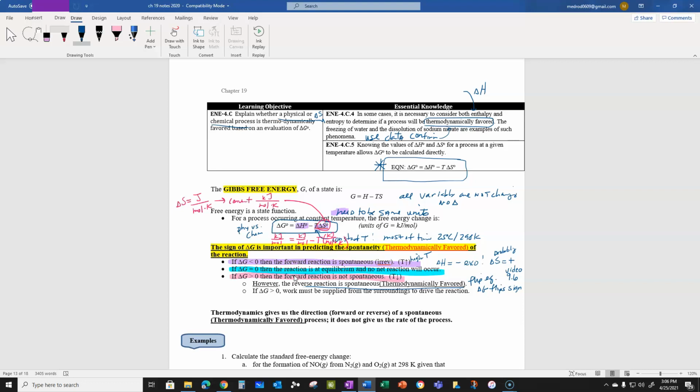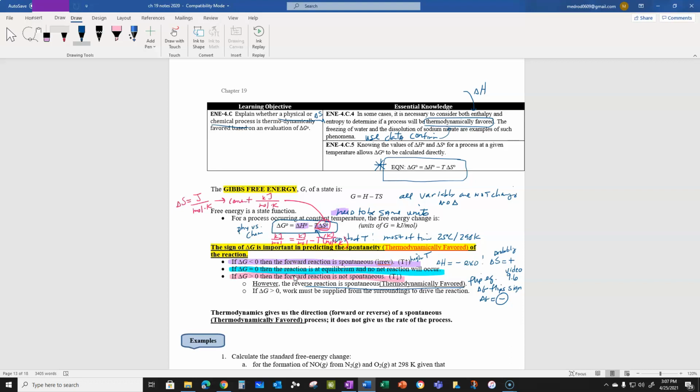So if in one case it's positive, I can get it to be thermodynamically favored when I flip the equation, because now the delta G will be negative, and now that makes it thermodynamically favored. But now which way is it favored? It's now favored in the reverse direction.